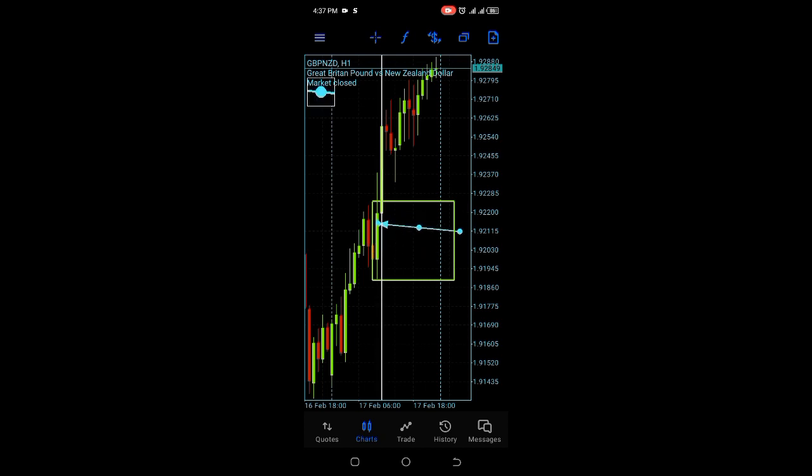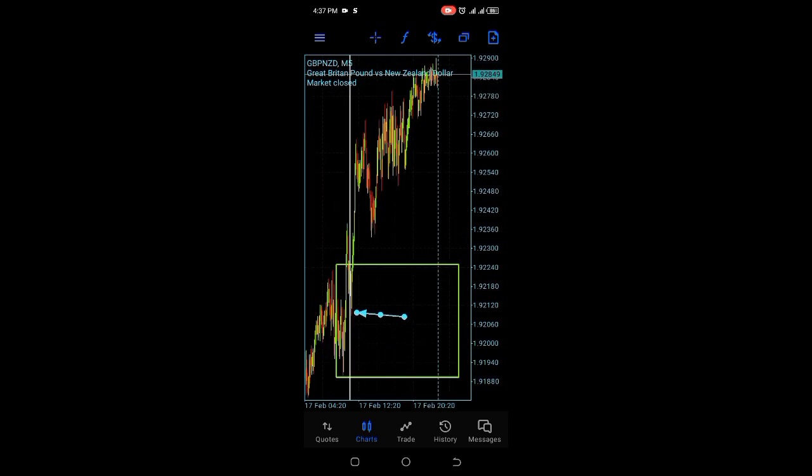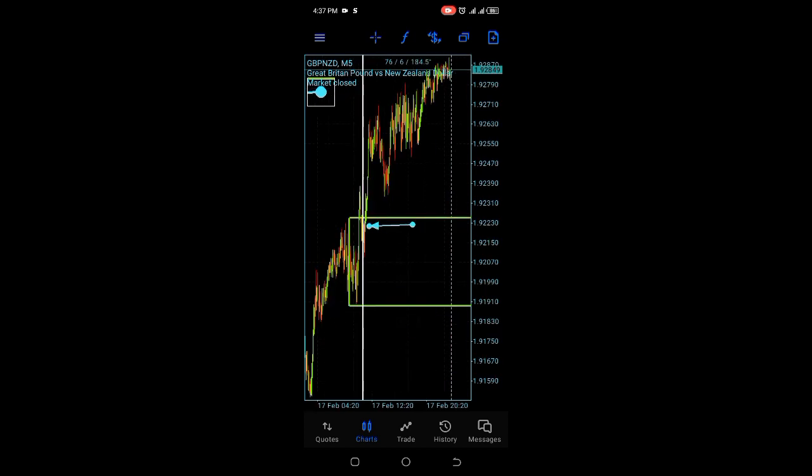Okay, so now I have my zone set, and I've placed my vertical line. The next thing we're going to do is drop down to the lower time frame. In this case, it's going to be M5, where I want to look for zones within a zone.